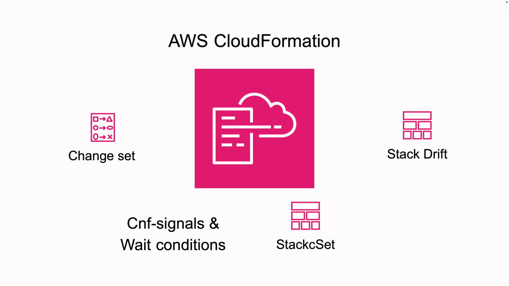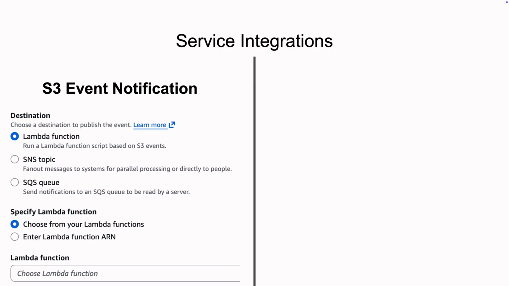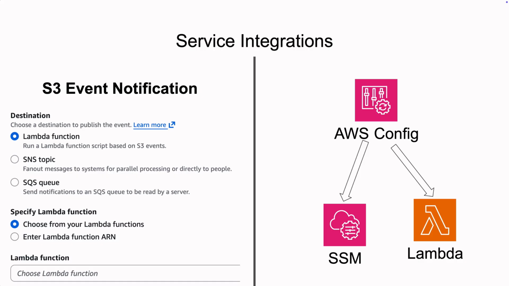Another easy way to secure points is to understand service integrations. For example, available destinations for S3 event notifications. Services that integrate with AWS Config for remediation. AWS Config, again, is a very, very important service in the exam.